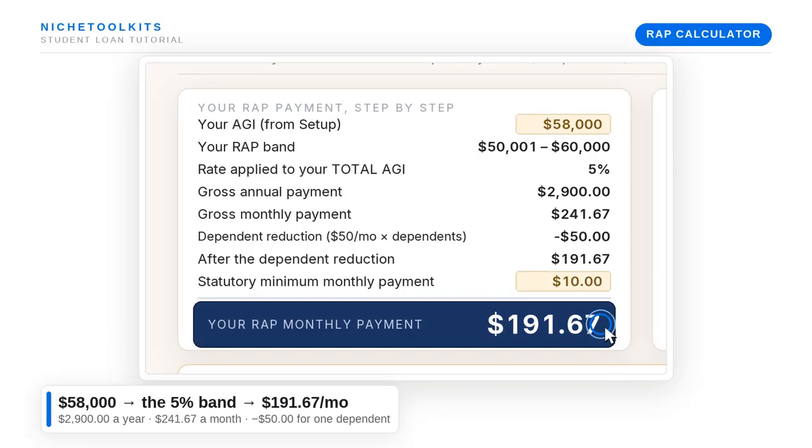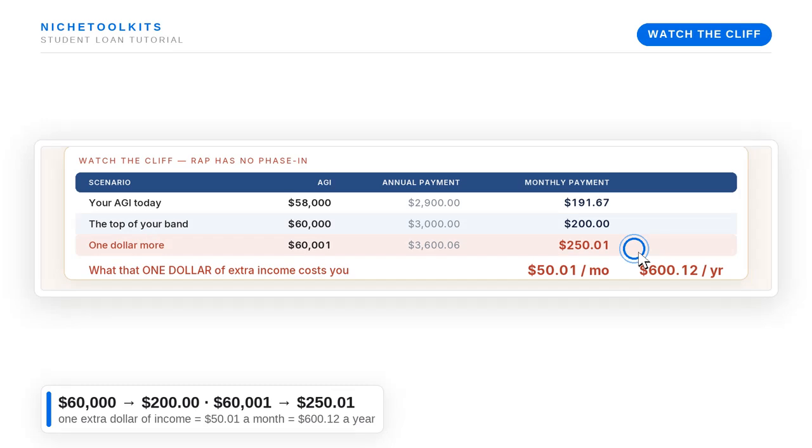Chapter 2. RAP is built differently. No poverty guideline offset, just a band rate on your total adjusted gross income. $58,000 puts Jordan in the $50,001 to $60,000 band at 5%. 5% of the whole AGI is $2,900 a year, or $241.67 a month. One dependent takes $50 off, $191.67.